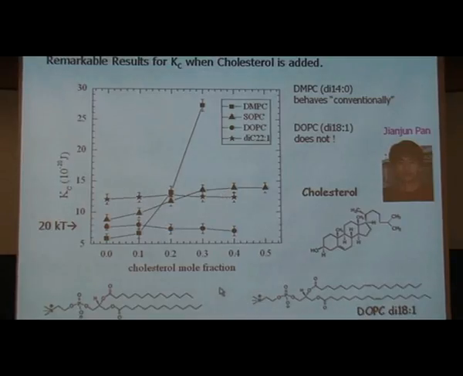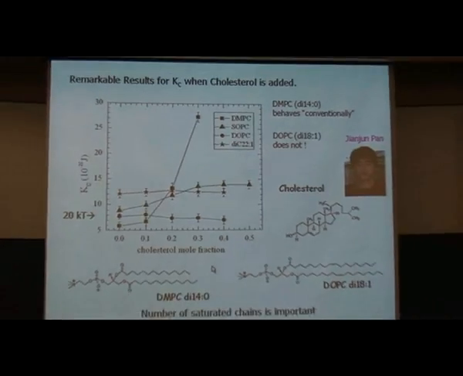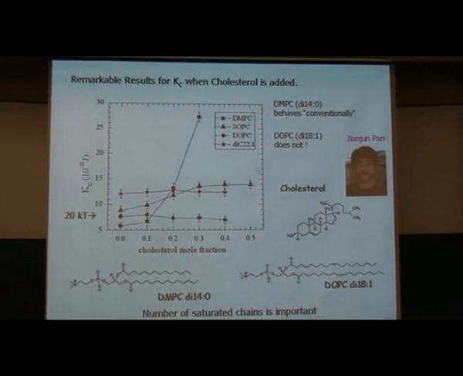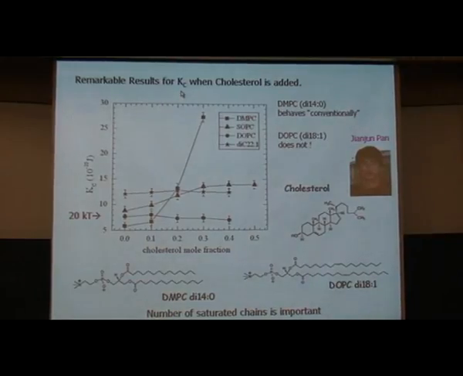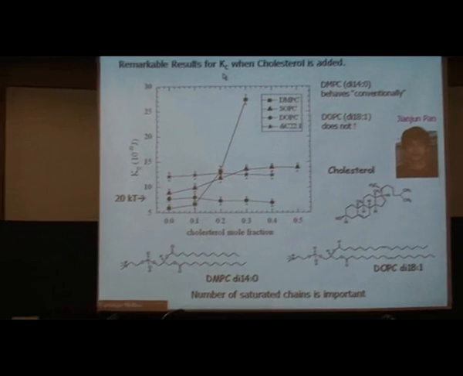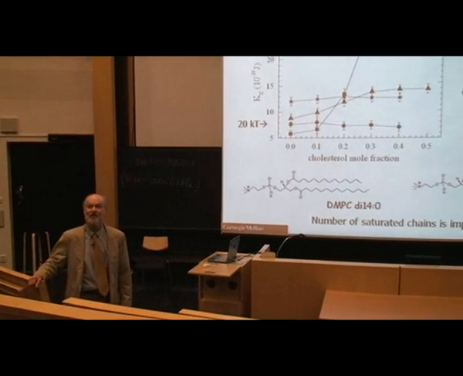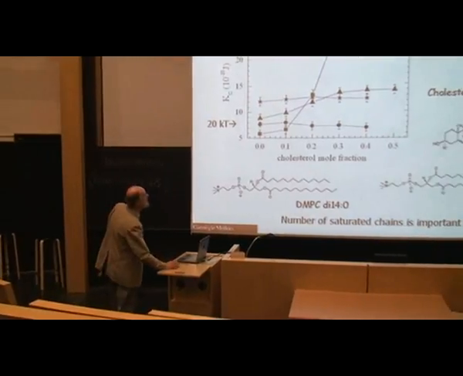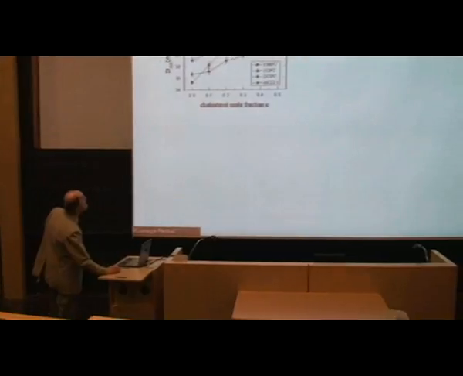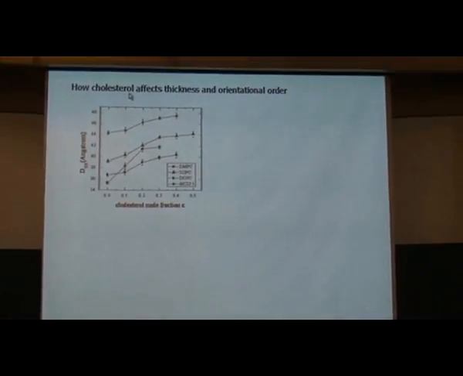So the conclusion on this is that the number of saturated chains, or the number of unsaturated chains if you prefer, is important in what happens to Kc when you add cholesterol. And I might add, this was such a striking result, and probably why I got to be a Phys. Rev. Letter, but there have been two groups since then who have confirmed that the OPC Kc modulus does not increase with cholesterol. So the other properties that I mentioned that we study are thickness.